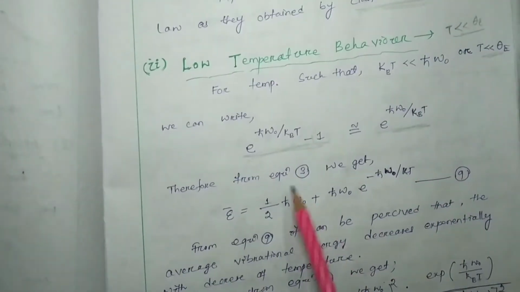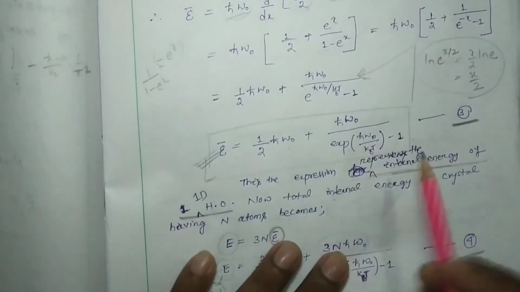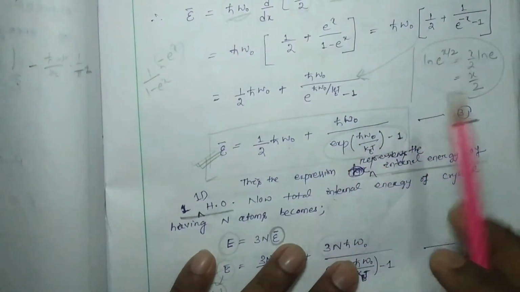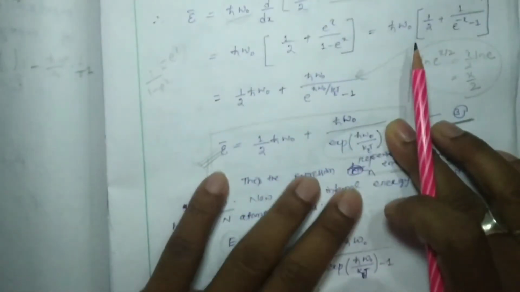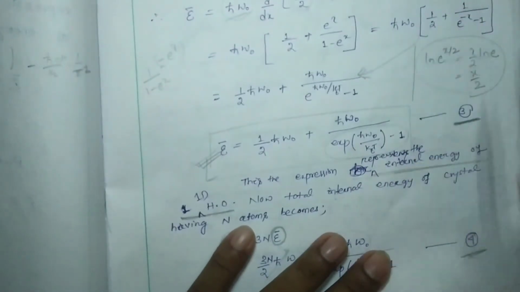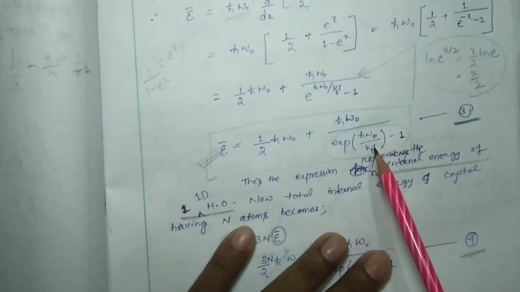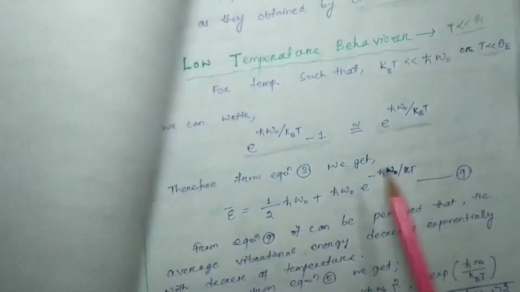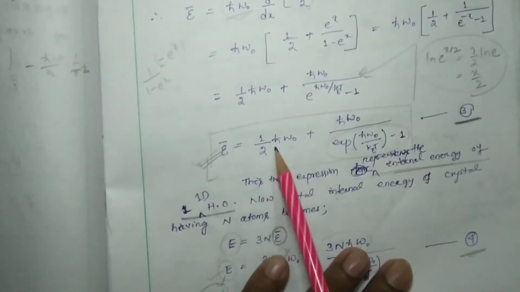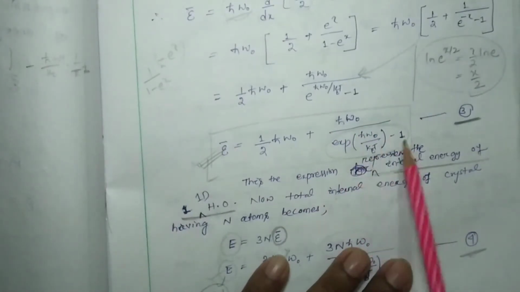Now from equation number 3, that belongs to the average energy of the oscillator, this will be modified as only this much. One term is not going to be considered, it will be neglected if H cross omega 0 is greater than KBT. That means at very low temperature, right? So for equation number 3, we are going to consider this much: half H cross omega 0 plus H cross omega 0 by exponent of H cross omega 0 by KBT. 1 is not to be considered.